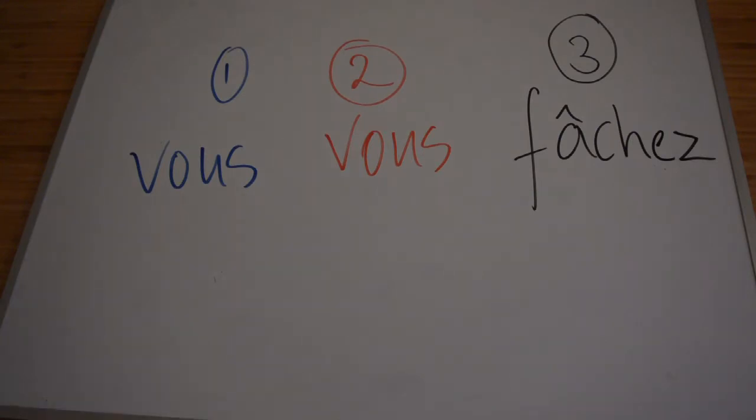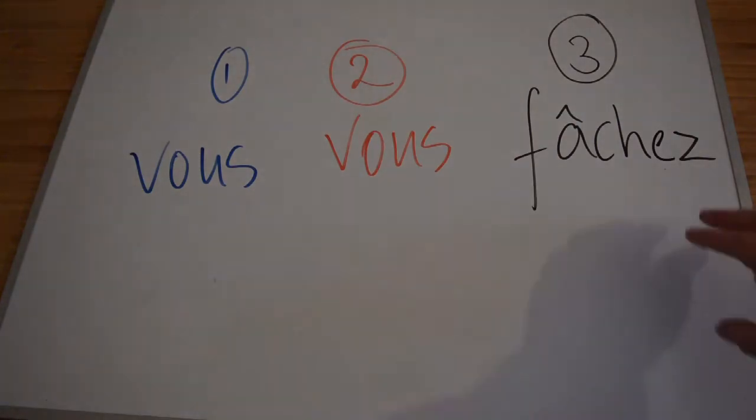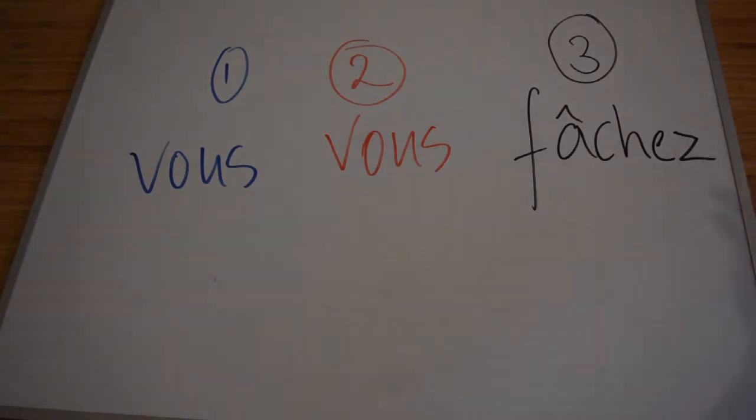For you, if you're talking to a group of people or someone in a formal setting, we use vous. Same as with nous, meaning we have the same pronoun and reflexive pronoun. So with we, it was nous, and with you, it's vous. For the verb ending, part 3, we've taken off the ER from fâcher and put an EZ. We don't actually pronounce this Z, so it's pronounced the exact same as the infinitive, fâcher.